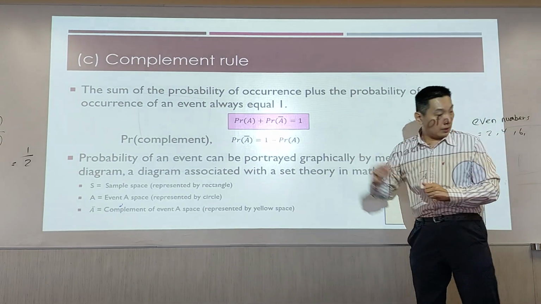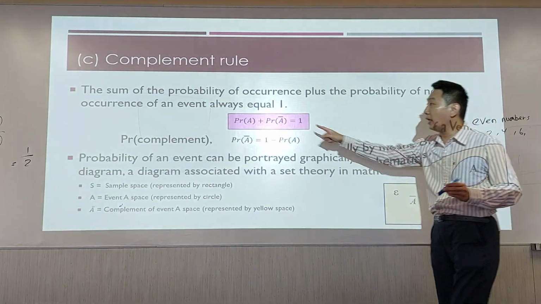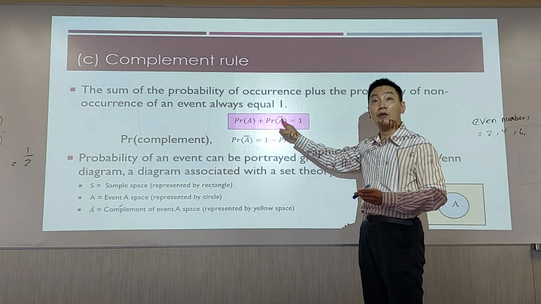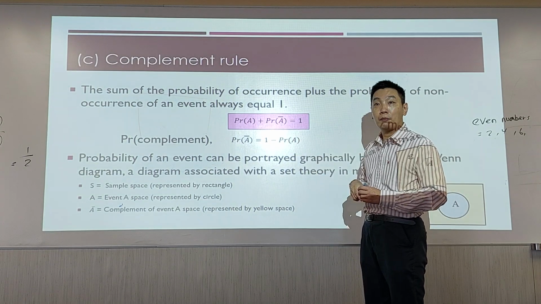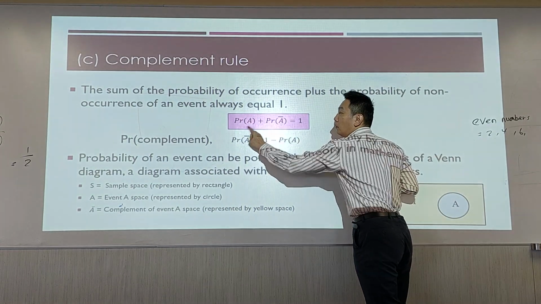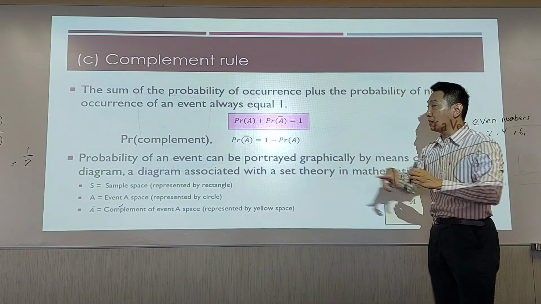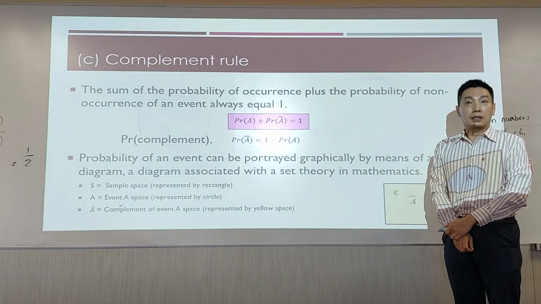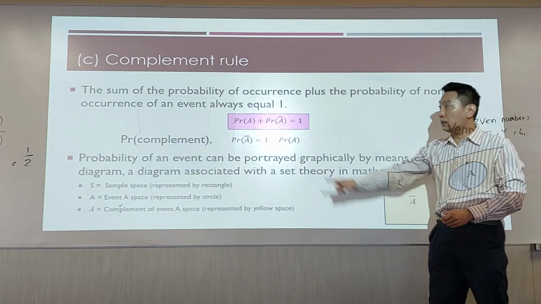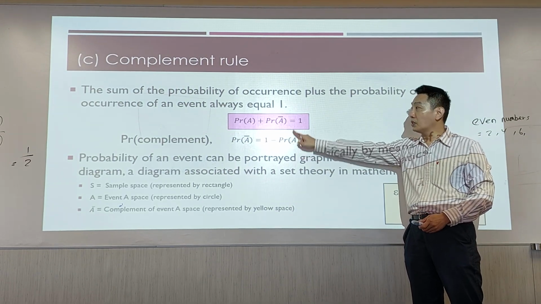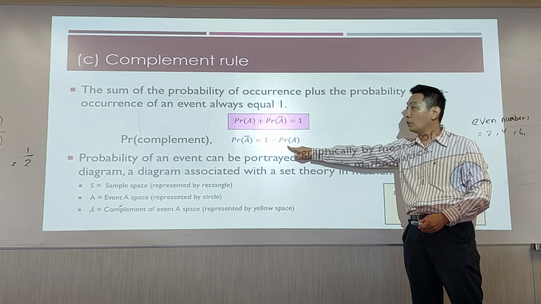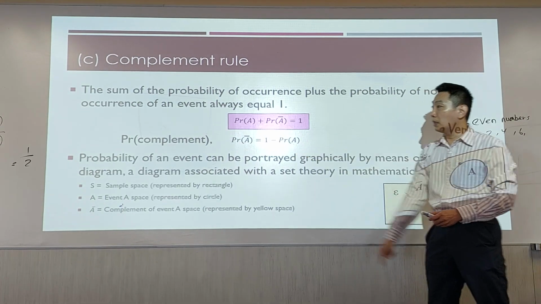So based on this rule, if you want to calculate the probability of non-A, meaning A will not happen, then you can transpose the formula. What you can do is move the probability of A to the right-hand side because it is minus. You see this? So this formula actually comes from here. So if you want to calculate the probability of non-A, you can use 1 minus the probability of A.